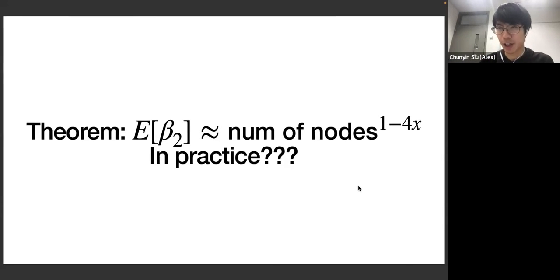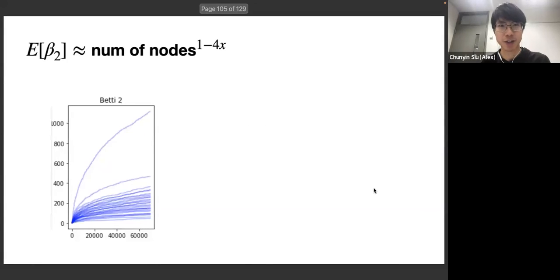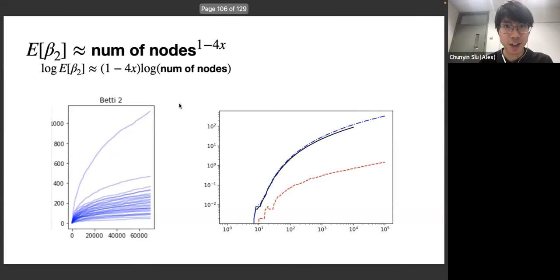Now, since the result gives us an explicit exponent, we can try to retrieve that in practice. Since we have the simulation, we can try to take the average and take log on both sides. And we can see if we pick up the exponent from the slope of this plot. So on the right, what you see is the log-log plot of the average of what you see on the left. The black curve is the Betti numbers, and the dotted curves are the log-log plot of the bounds we use in the proof. So you see the upper bound is a pretty good estimate, at least in log scale.